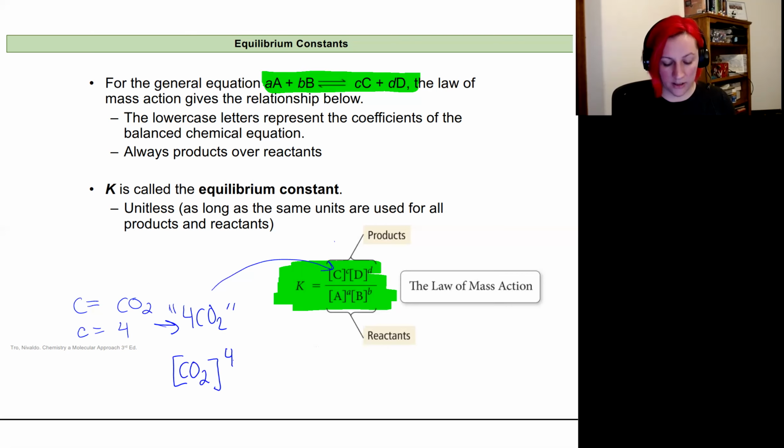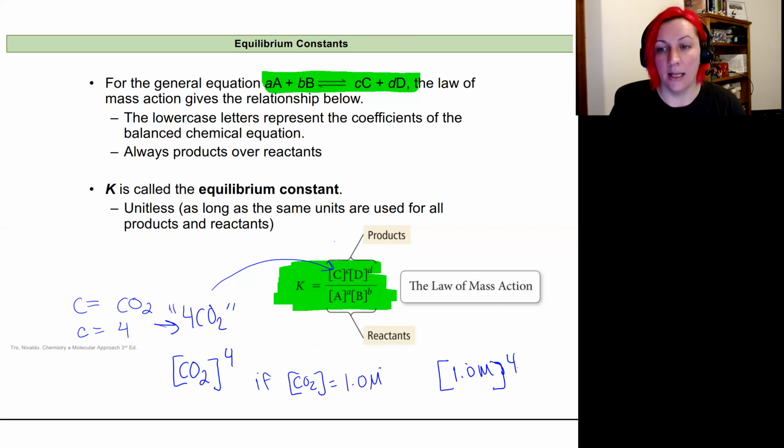If our concentration was 1 molar, then we would say that this would be 1.0 molar to the 4th power. It's a great time to grab your calculator and make sure you know how to put in a value and then raise it to any exponent you want. It's a little different on everyone. Let me know if you want some help figuring that out.